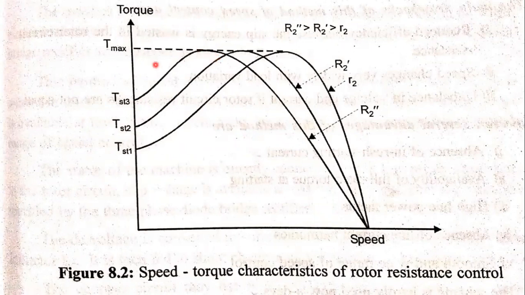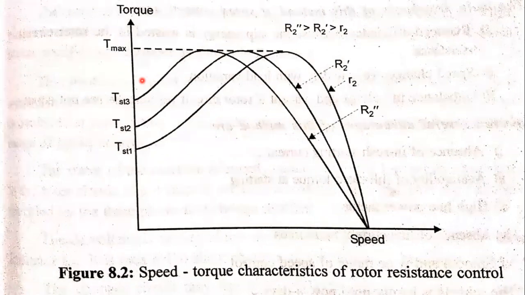Speed versus torque characteristics. Understood? By varying the rotor circuit resistance R2, the starting torque and the starting current can be controlled.